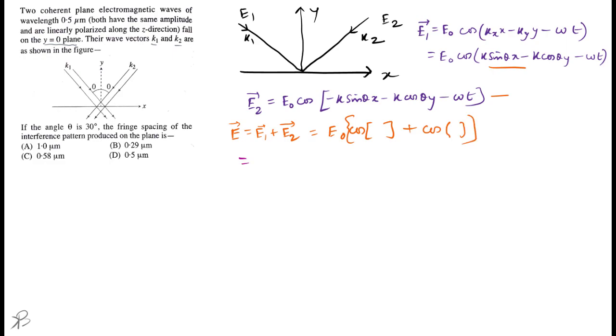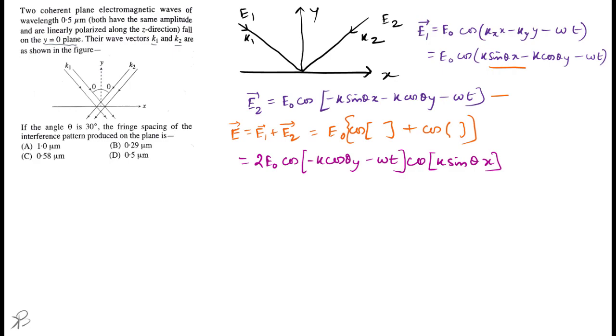which we can rewrite as 2E0 cos of minus k cos theta y minus omega t, and cos of k sine theta x. Now you might wonder how you got that. So this is basically cos a plus cos b is equal to 2 times cos of (a plus b) by 2, cos of (a minus b) by 2, something like that. Okay, so this is the form.